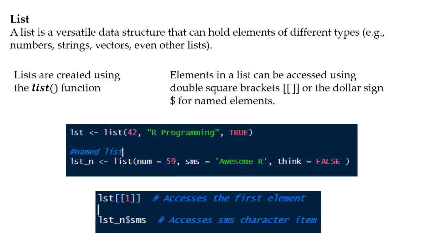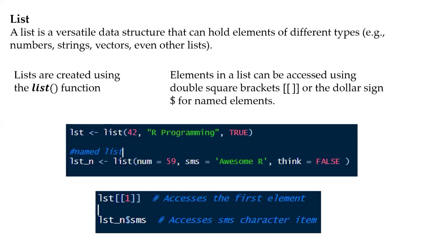You use the double square brackets when the items in the list are not named. But when the items are named, then you use the $. If the items are named, you can still use the square brackets, but you cannot use the $ if the items are not named. The $ is actually used to retrieve items from a data structure, mostly data frames and lists. And the square brackets are used to retrieve items from all data structures.